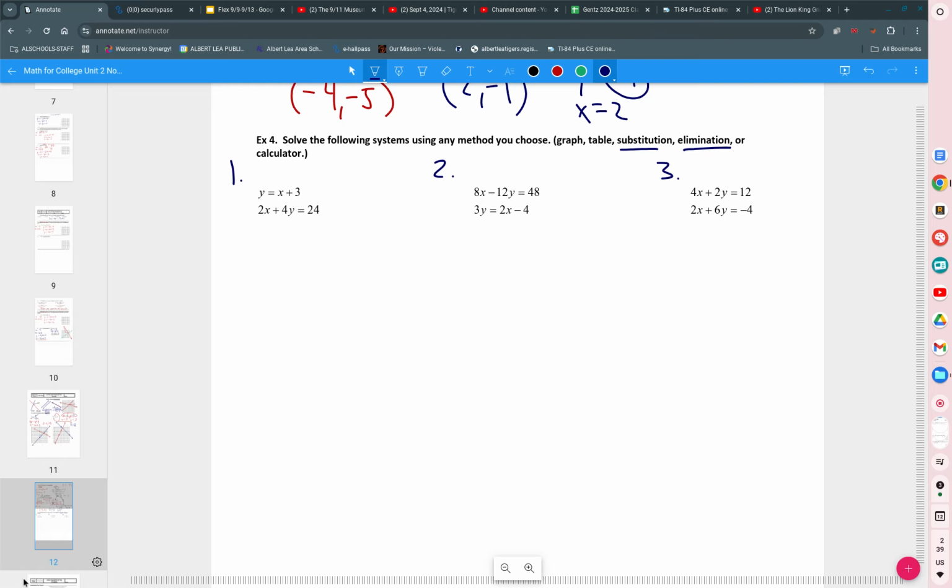First one, probably do substitution. If you mix them around, you do substitution first and then the second one, you can do elimination. I would definitely do substitution here. And then this one, you can do elimination. Whichever one you feel like. If you fix this, you can do elimination.